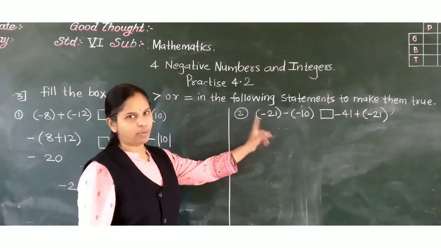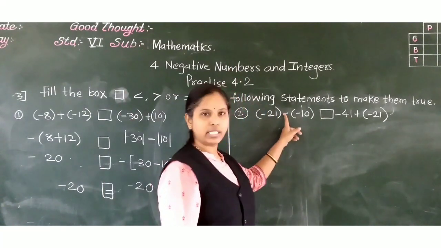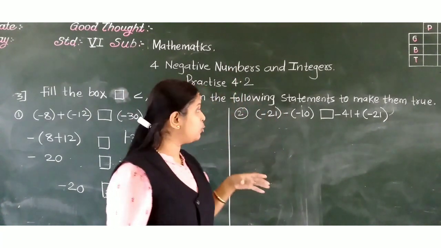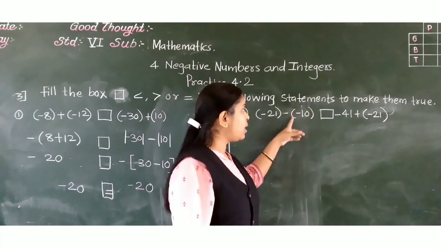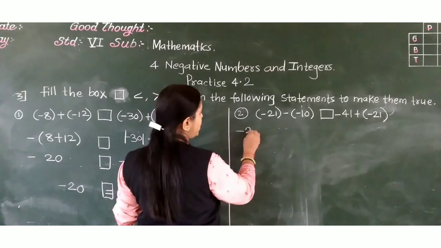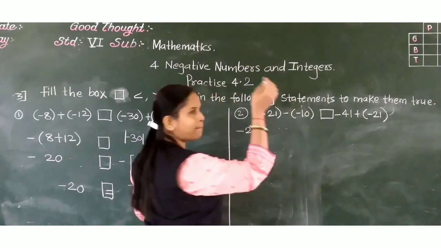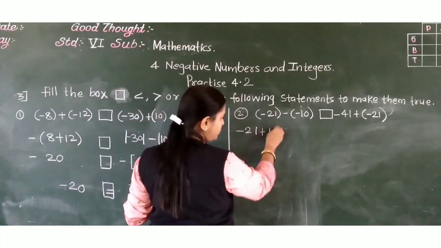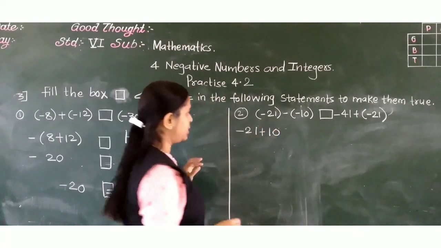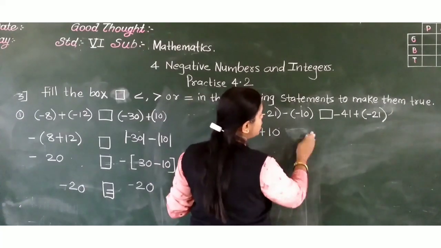Same way here we have to do. Now here we have to do subtraction. Here this is subtraction. Means what will we do? We'll take the additive inverse of the subtrahend. That is minus 21. And what is the additive inverse of minus 10? Plus 10. Correct? Like this. Okay. First we will solve.